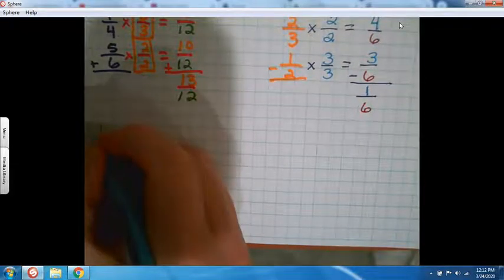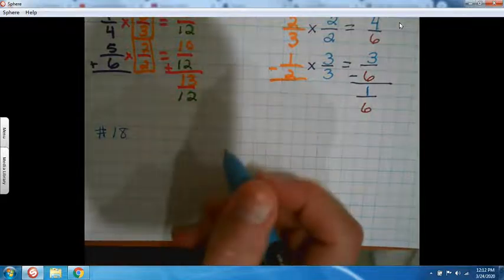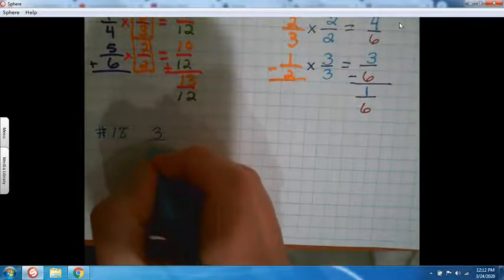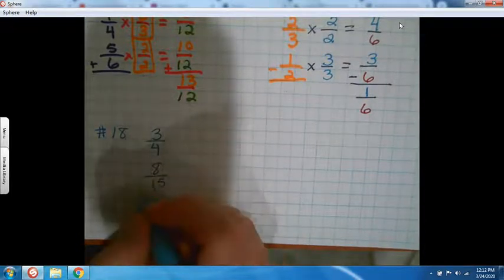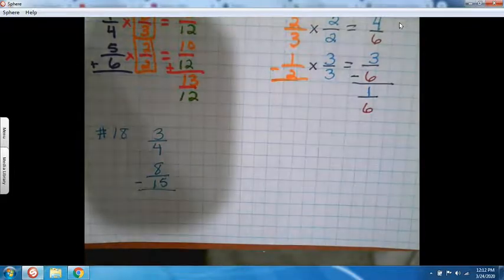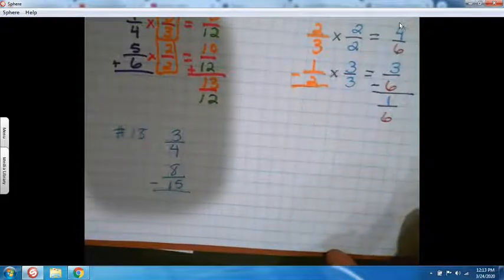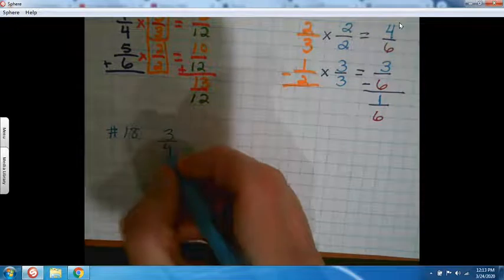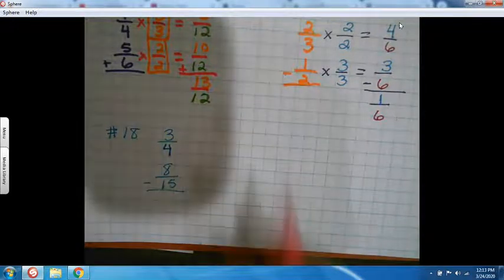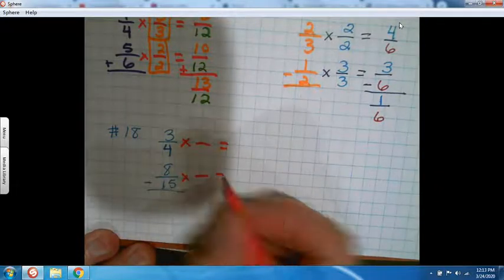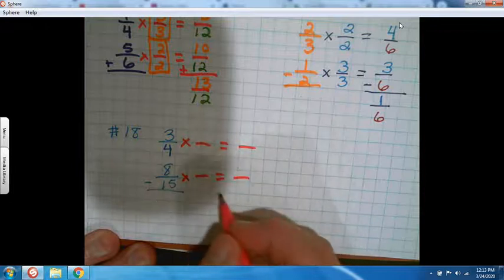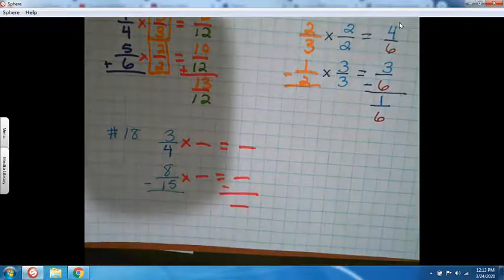Number 18. And it's 3/4 minus 8/15. And I'm going to run out of space here. Let me move the camera back. Okay. Definitely not the same denominator, right? And let's set this up. Here we go. Times, times, line, line, equals, equals, line, line, big line, copy your sign, little line. Okay. We need our multiplication chart.